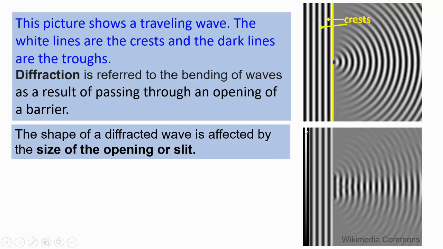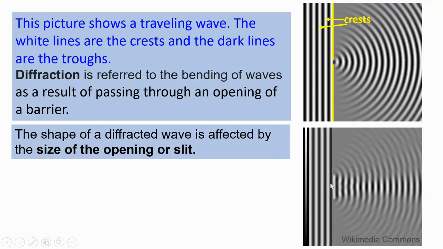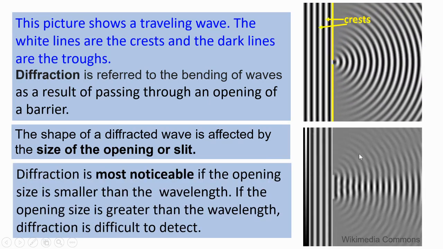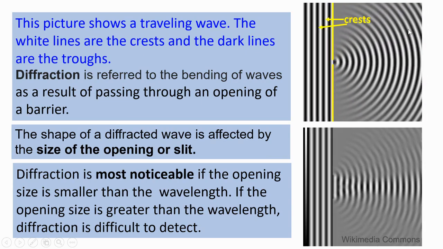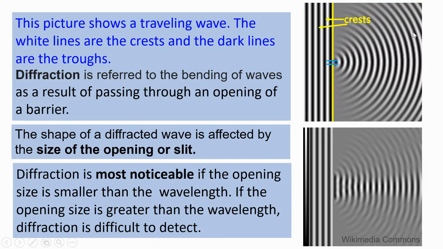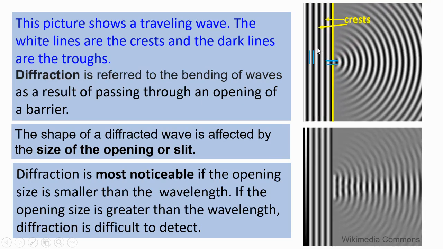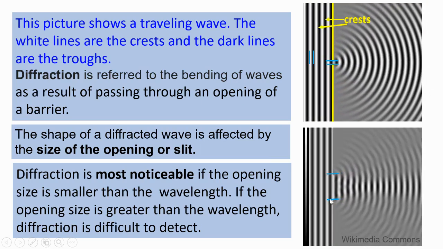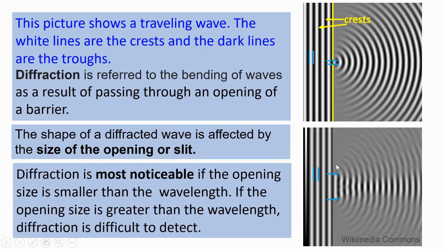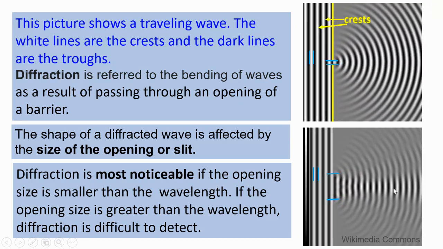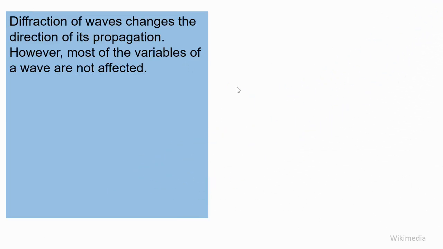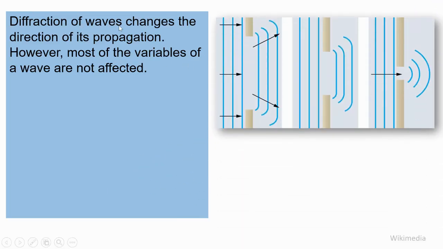The shape of a diffracted wave is affected by the size of the opening or slit. Diffraction is most noticeable if the opening size is smaller than the wavelength. If the opening size is greater than the wavelength, diffraction is difficult to detect. Diffraction of waves changes the direction of its propagation.